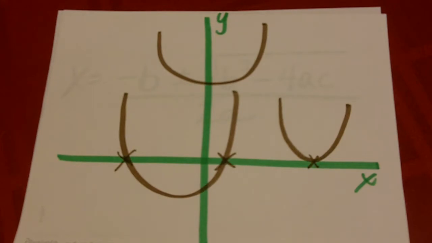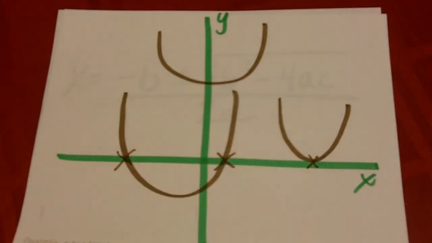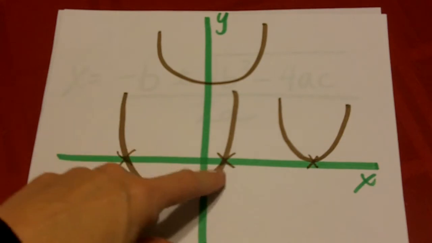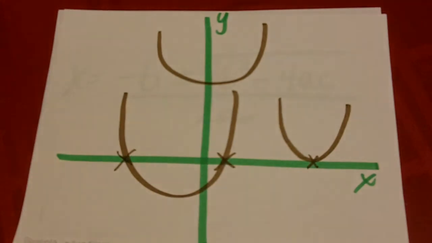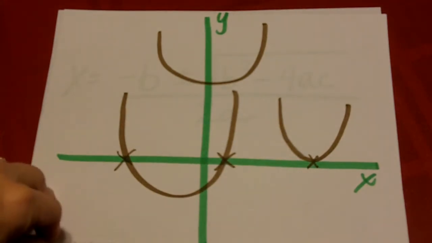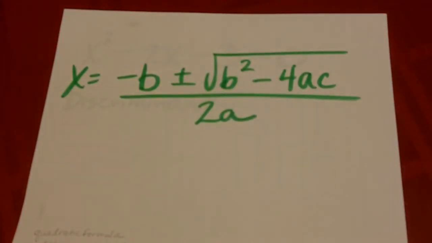Now, if you think really hard, you'll remember that we're trying to solve for x, and the answers for x are where we get the parabola crossing the x-axis. So when we have a parabola that is way above the x-axis, we do not have any solutions at all for x. The discriminant is simply part of the quadratic formula.